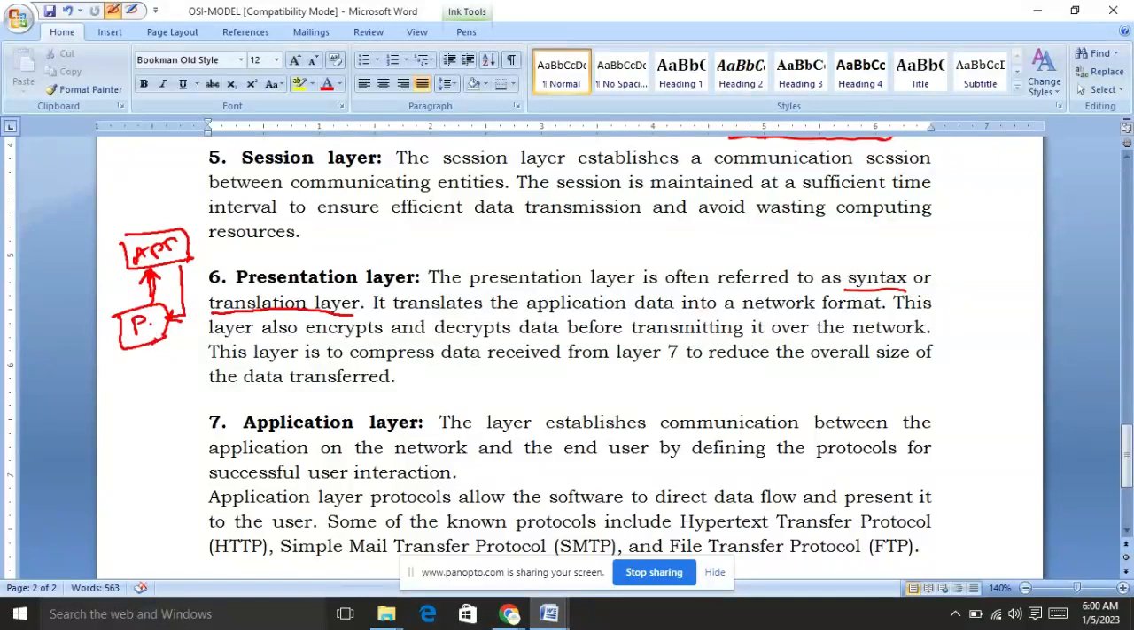At the sender side, the application layer gives the data to the presentation layer. The presentation layer translates the data into ones and zeros format, a network understandable format, and gives it to the below layers. On the receiver side, the presentation layer receives the data from the below layers, which is in the network understandable format, and it is converted into a user understandable format and given to the application layer. So it presents the data in human understandable format as opposed to network understandable format. Hence we call it the translation layer or syntax layer.